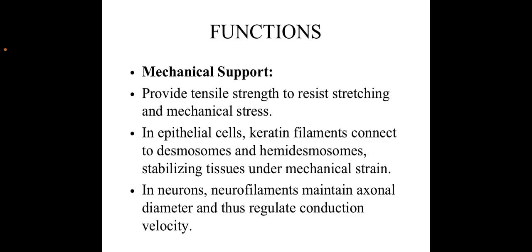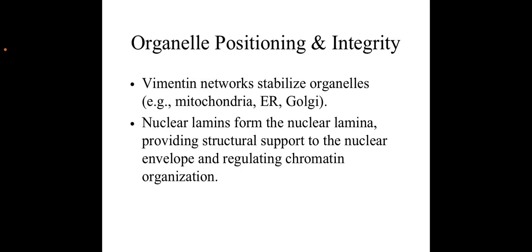In neurons, neurofilaments maintain axonal diameter and thus regulate conduction velocity. Conduction velocity is the speed of transmission of the nerve impulse from one neuron to the other. If we talk about organelle positioning and integrity, Vimentin networks stabilize organelles such as mitochondria, endoplasmic reticulum, and Golgi bodies. Lamins form the nuclear lamina, providing structural support to the nuclear envelope and regulating chromatin organization.